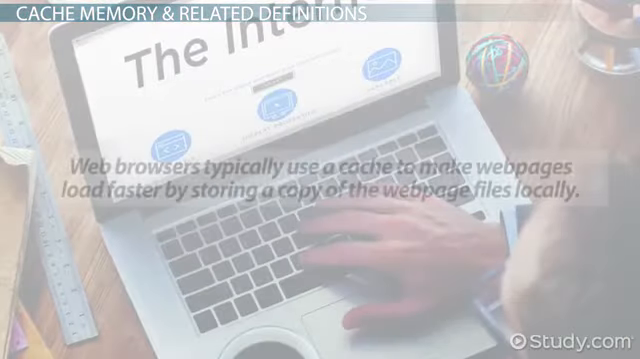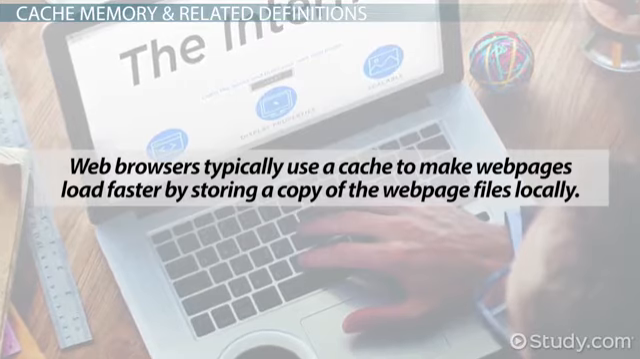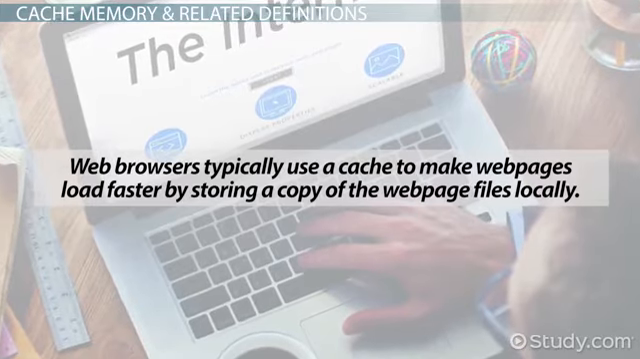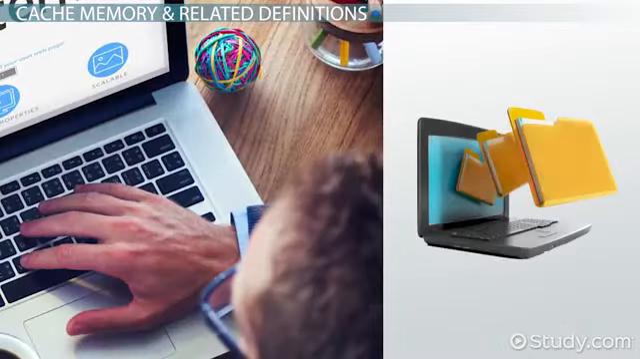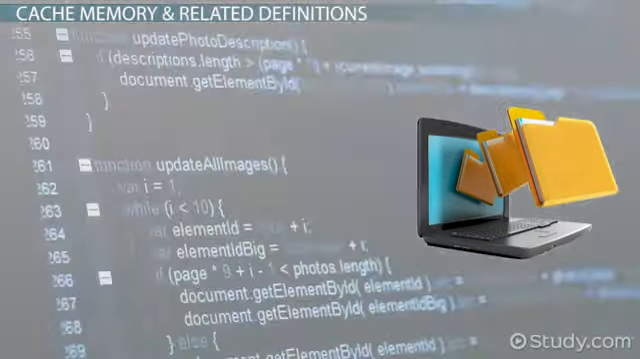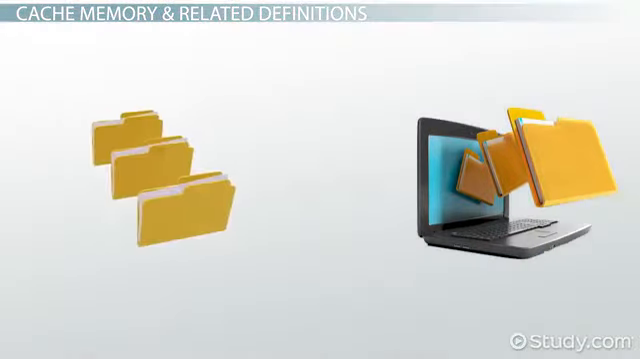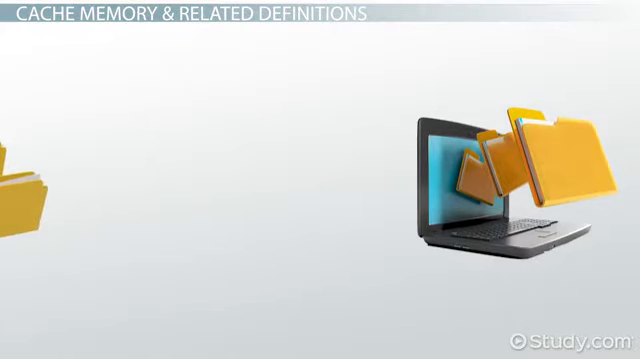For example, web browsers typically use a cache to make web pages load faster by storing a copy of the web page files locally, such as on your local computer. This is referred to as a web cache. Clever protocols are used to make sure that the copy is still current. If not, the web browser will get the new files from the original source. The general purpose of the web cache is to make the web pages load faster.